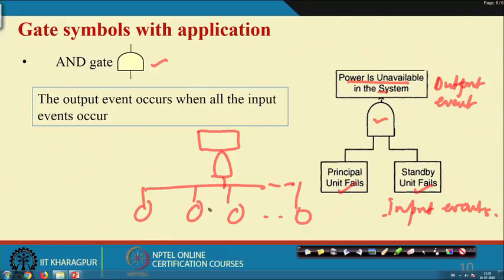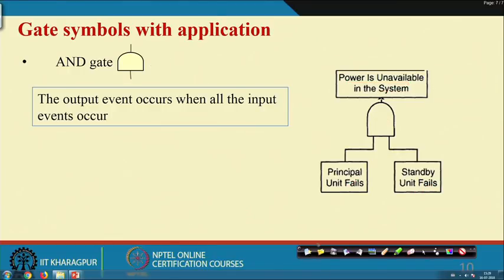Here, suppose there are k inputs with an AND gate and 1 output, obviously. In that case, this output will occur only when all the k inputs occur. If all the k inputs do not occur, the output will not occur. That is what an AND gate is.